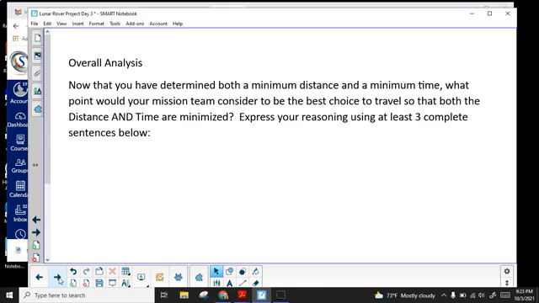Maybe you think the best point to choose is the one that has the minimum distance. Maybe you think it's the one that has the minimum time. Maybe you think it's somewhere in between. Maybe you think it's something completely different. There's not a set right answer for it. Whatever you say, just express your reasoning using some complete sentences.